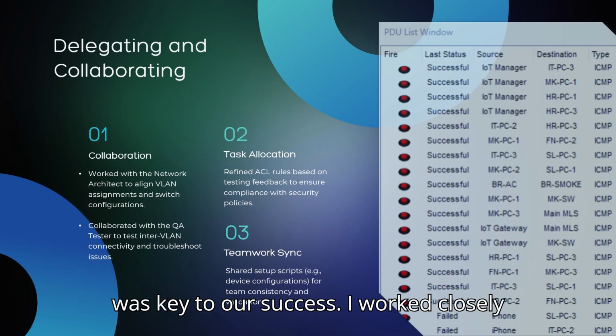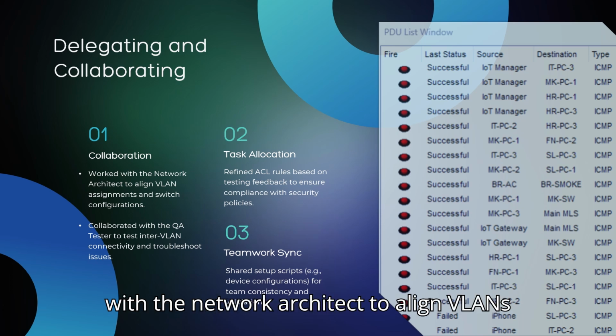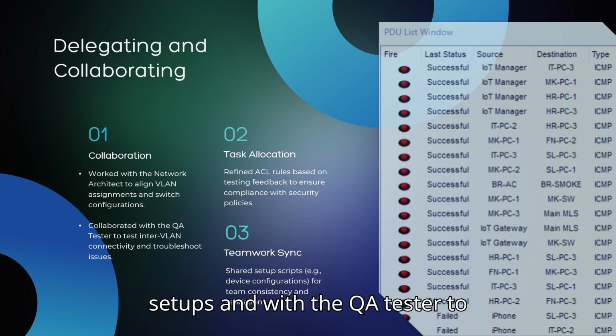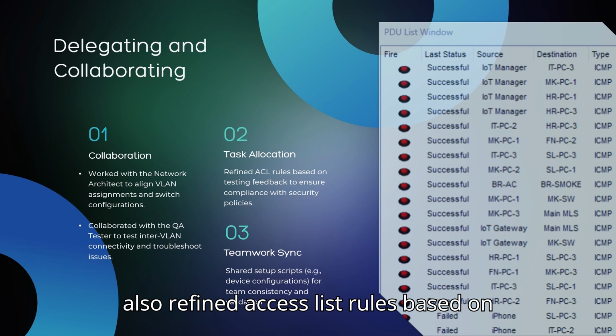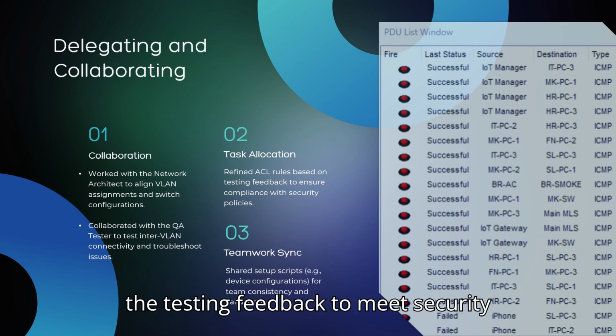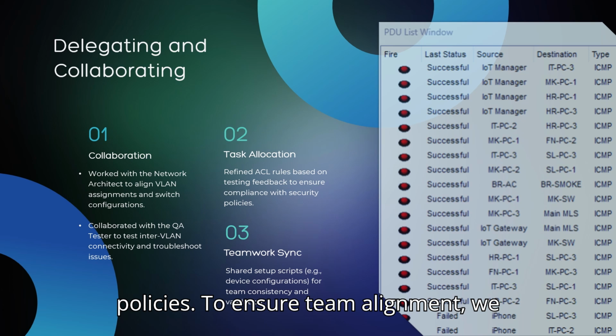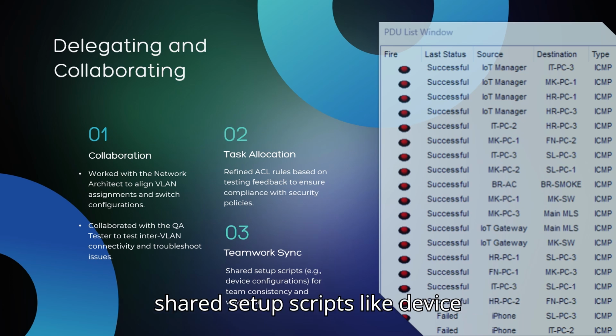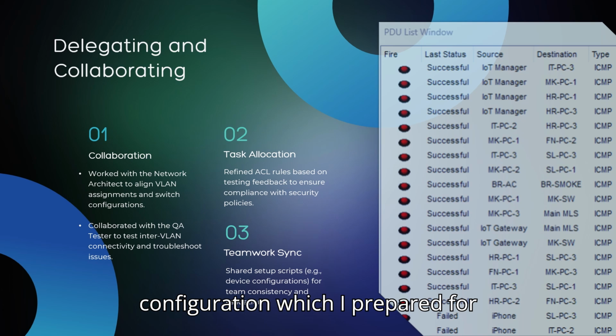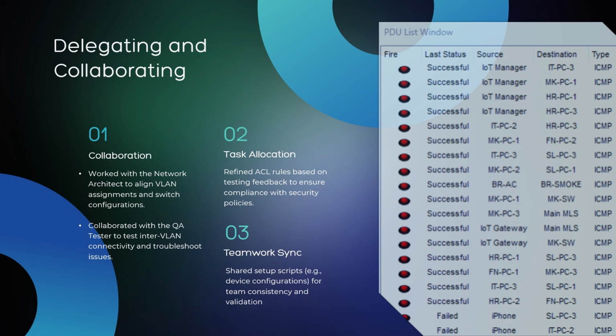Collaboration was key to our success. I worked closely with the network architect to align VLAN setups and with the QA tester to troubleshoot connectivity issues. I also refined access list rules based on the testing feedback to meet security policies. To ensure team alignment, we shared setup scripts like device configuration, which I prepared for consistency across VLANs.